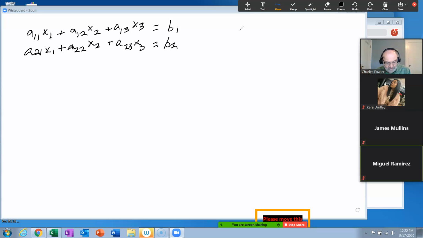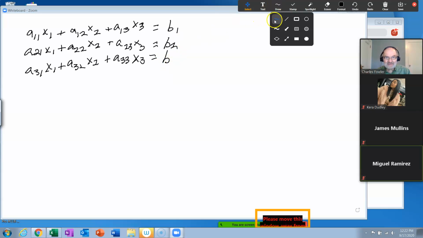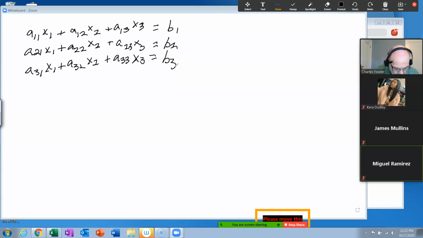The third equation in the system of equations, as normal: a sub 3,1 x sub 1, plus a sub 3,2 x sub 2, plus a sub 3,3 x sub 3 is equal to b3. Now, that's a system of three equations, three unknowns.